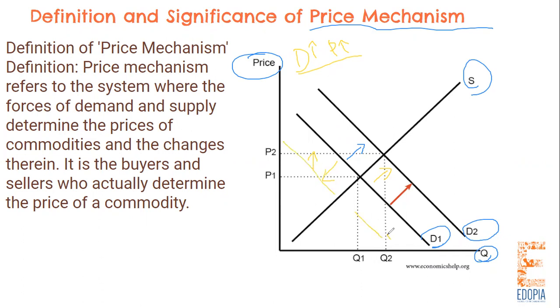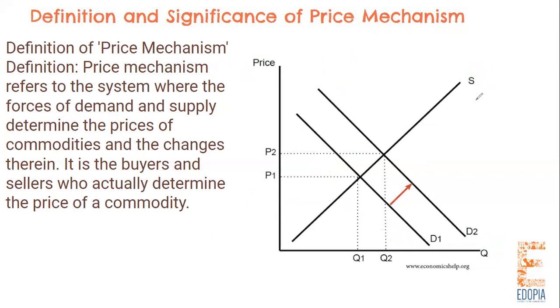So if D1 shifts towards D3, it means that the price would shift towards the new equilibrium. This is going to be P3. So we see that if the demand decreases for the product, then the price of the product will also decrease, because the producers will realize that now fewer people are willing to buy their product, so they'll eventually have to decrease the price.